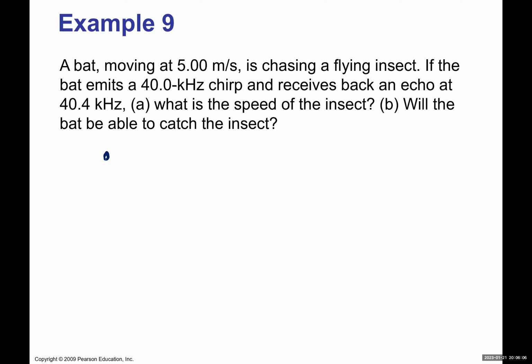I'm going to put B for the bat, and the bat is moving at 5 meters per second, which is given. We can also do it like that. And let's say somewhere over here is the insect. The insect is moving again with some speed. We don't know what it is, but some kind of horizontal speed. Just to make it simple, assume they're moving along the horizontal axis.